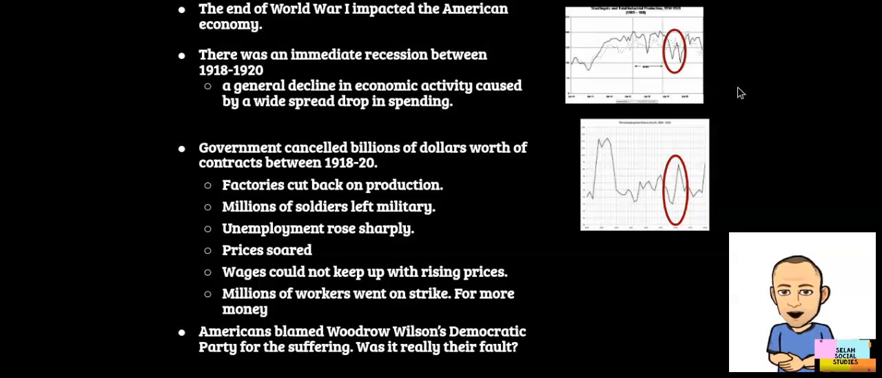Labor unions and millions of workers went on strike, demanding more pay to be able to afford the new standard of living. Many Americans blamed Woodrow Wilson's Democratic Party for the hard times, not understanding how much the economy relied on the war effort. Harding ran for the presidency, promising this return to peace and prosperity, or a quote-unquote return to normalcy, thus securing the presidency.